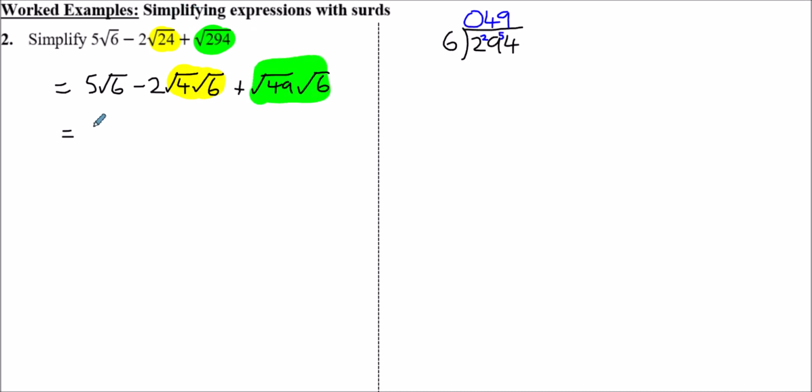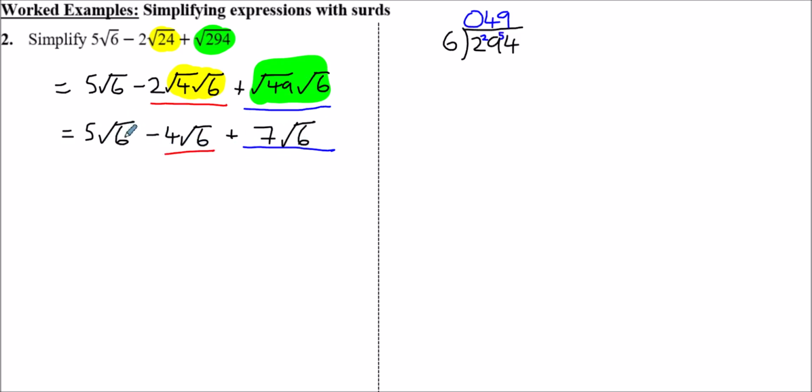So 5 root 6 is just 5 root 6, isn't it? Root 4, however, is 2, and so 2 times 2 is 4 lots of root 6. So this one becomes that, and the square root of 49 is 7, and so this whole thing is the same as 7 root 6. And so now we have different multiples of root 6: 5 root 6 minus 4 root 6 plus 7 root 6.